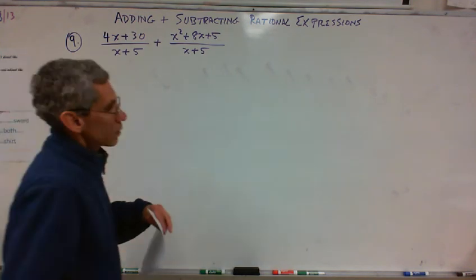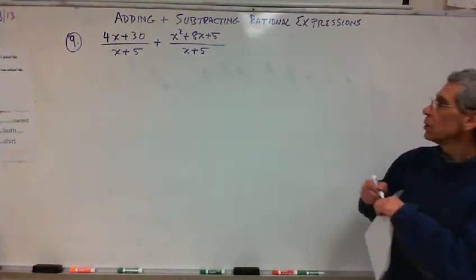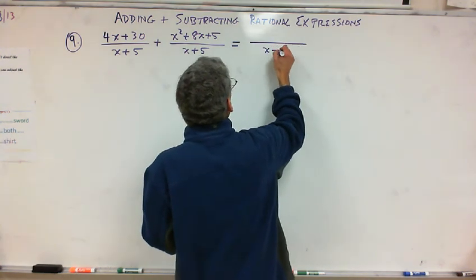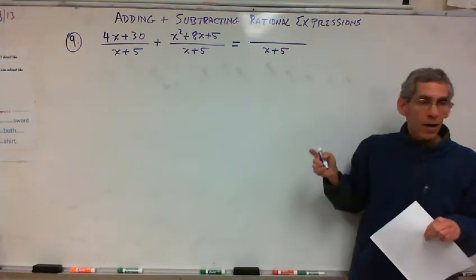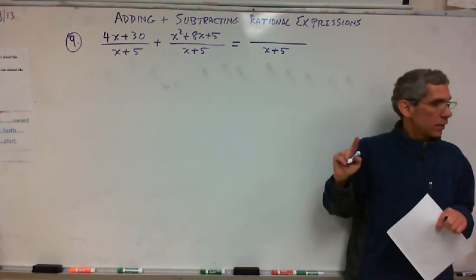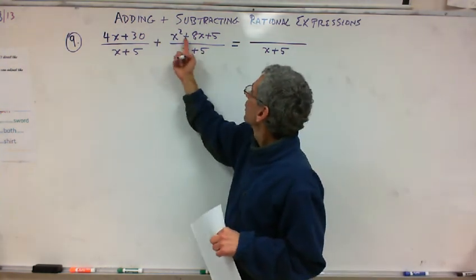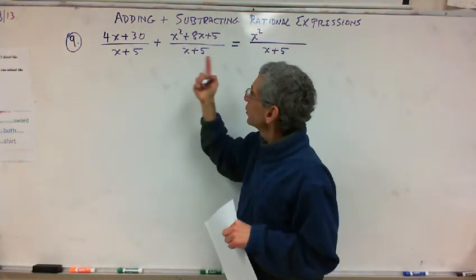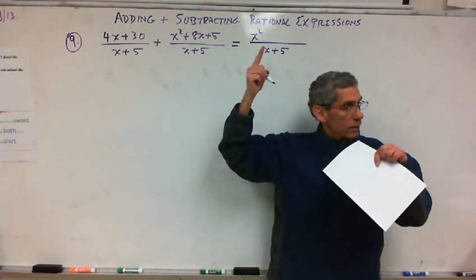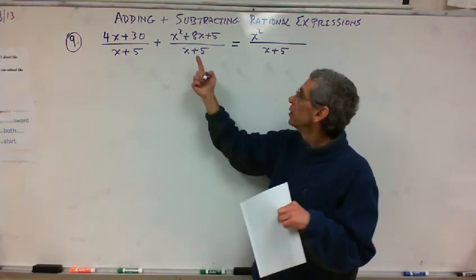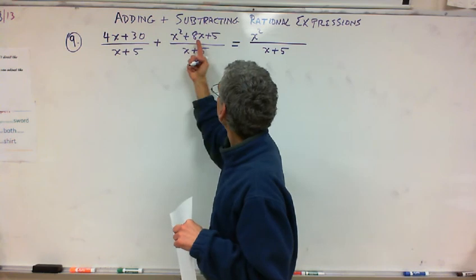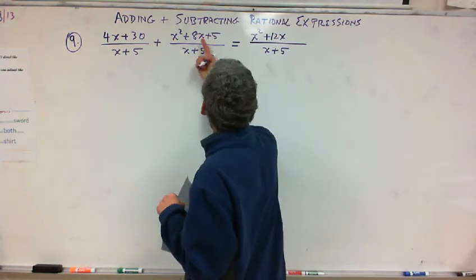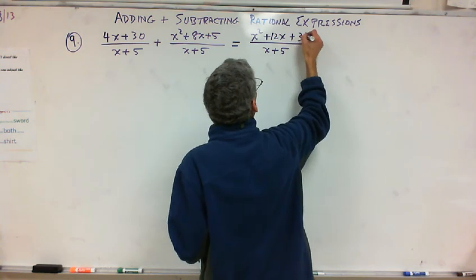So, do I have common denominators? Yeah. So I can immediately put an equal sign, and I can put my fraction line, I'll do an x plus 5 on the bottom. Now I have to add my numerators, okay? This is the only x squared I have, so I'll write that first. I always want to put it in order of x squared, and then something x, and then something without an x, right? Now I've got my 4x plus 8x. What's that? So plus 12x. And then I have my 30 plus 5, so plus 35.